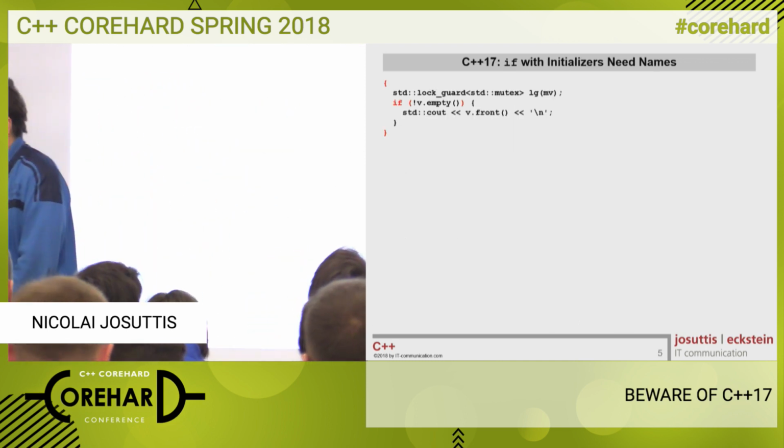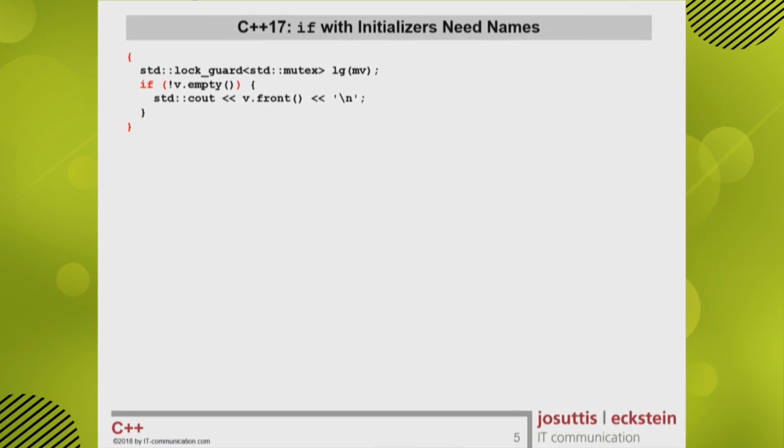So let's start with the first feature we have. The first feature is if with initialization. If you have something like a lock guard, and you want to lock or protect your access to a vector v, you might use a lock guard to lock a mutex here, a mutex mv, so that we, for example, check a vector, assume v is a vector, whether it's empty, and then afterwards, if it's not empty, print the first element. That's two things. That's an initialization, and that's a check.